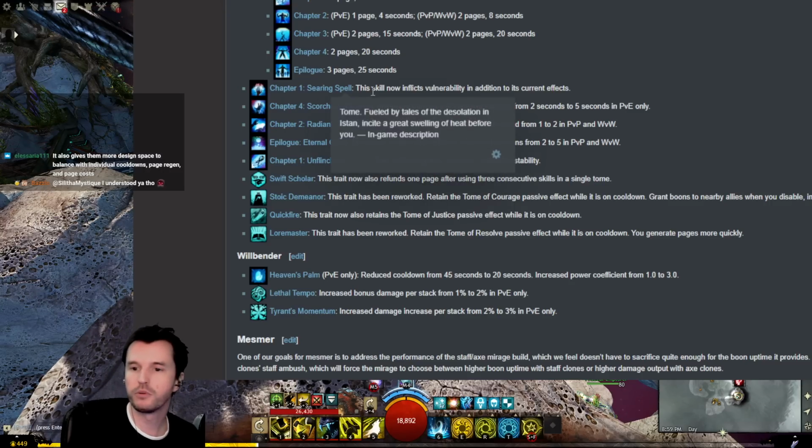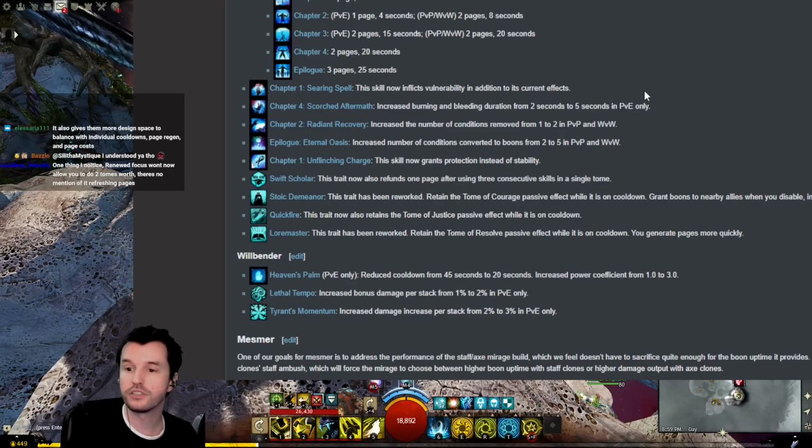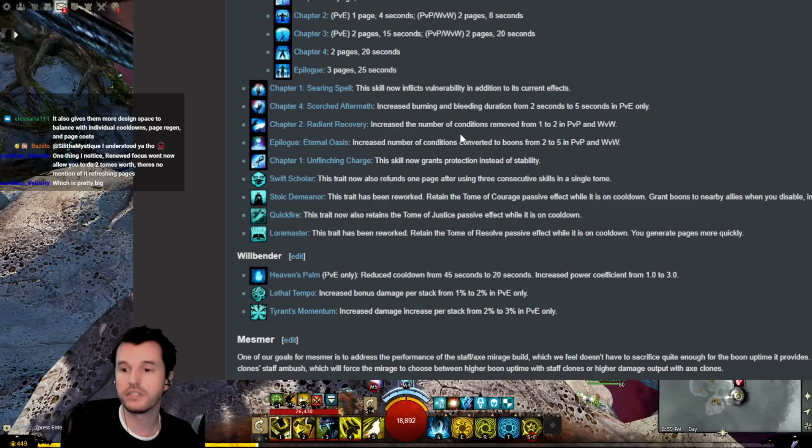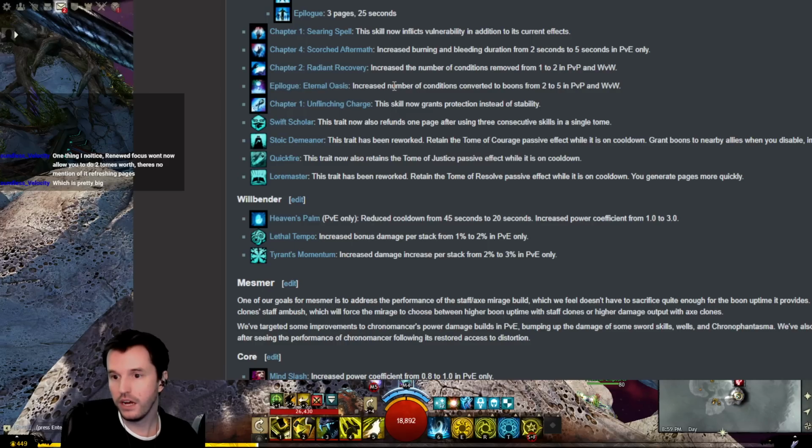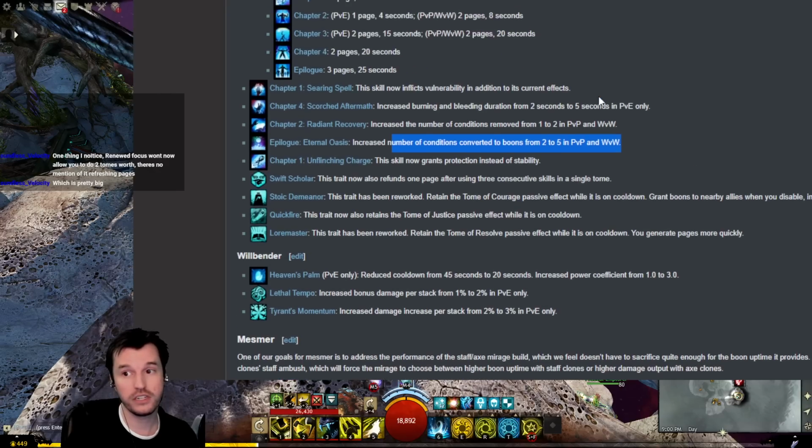The Chapter 1 Searing Spell skill now inflicts vulnerability in addition to its current effects. Chapter 4 Scorched Aftermath increases burning and bleeding duration from 2 to 5 seconds in PvE only. Chapter 2 Radiant Recovery increases the number of conditions removed from 1 to 2 in PvP. Epilogue Eternal Oasis, which is one of the ones that cost 3 pages in PvP, now increases the number of conditions converted into boons from 2 to 5. So the cost is pretty massive, but it is very powerful.